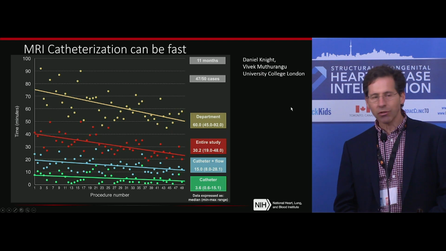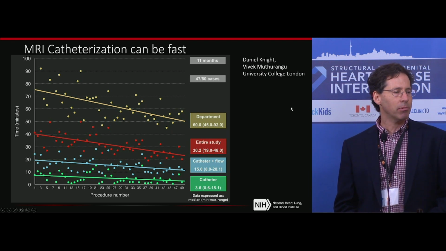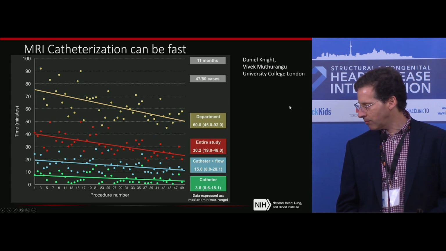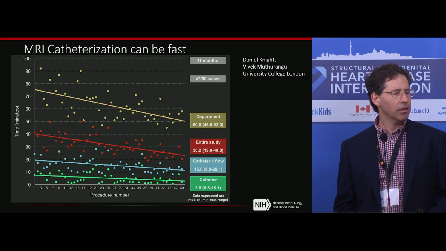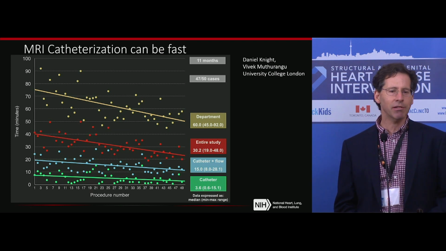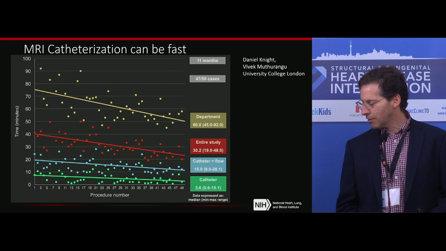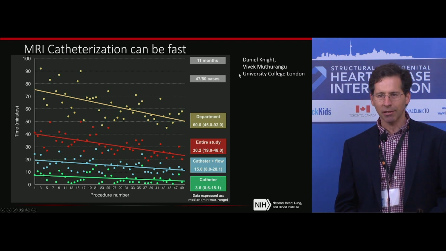Now, we've given a bunch of hands-on courses where people from all over the place come to our lab, and we teach them how to do this, and we give them some hands-on experience. And one team in University College London came to our course a year or two ago, Danny Knight and Vivek Muthurangu, and they have a tertiary pulmonary hypertension clinic in London, and they just decided to implement this. They don't have a fancy lab like I do. They just have a scanner, and they just did it.